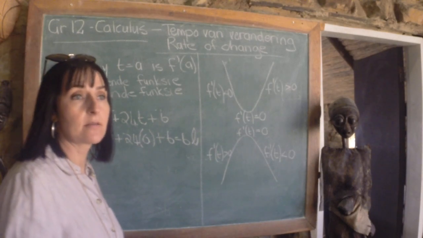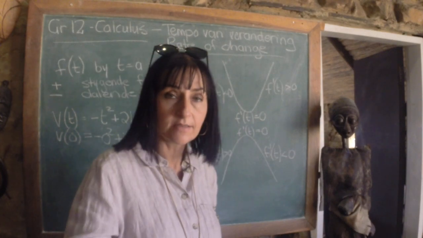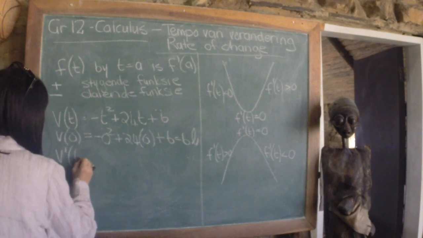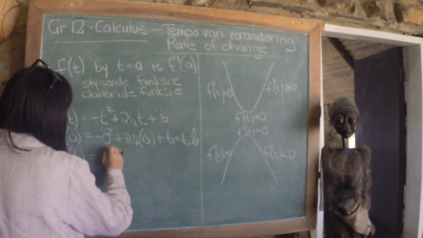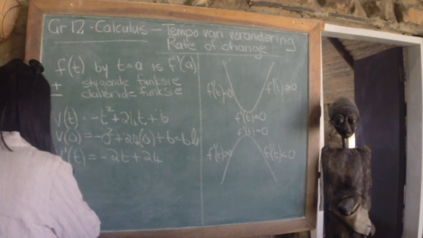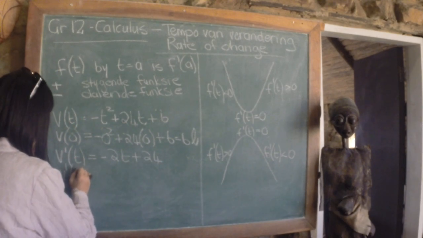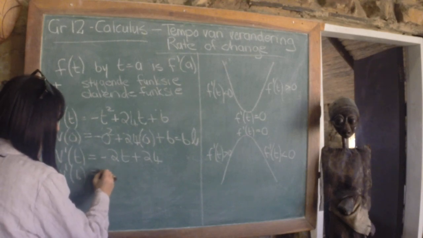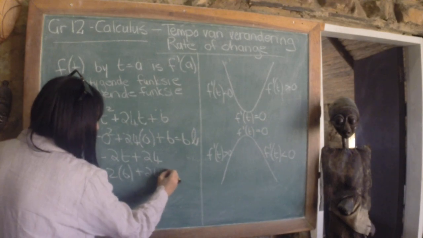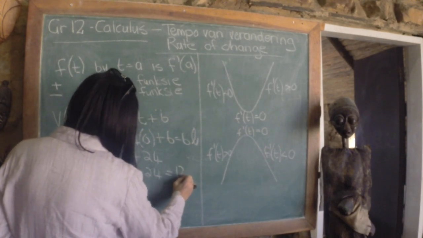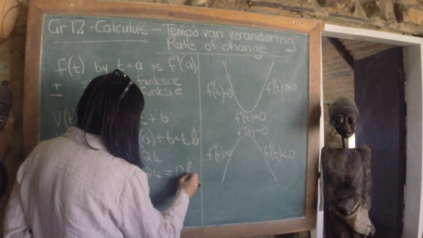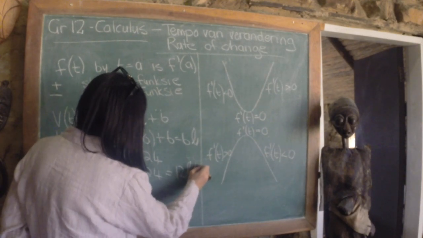So we recognize the word rate or tempo, so ons gaan dadelik die afgeleide kry. As ons die afgeleide kry, is dit minus 2t plus 24, and then you can substitute any given time after 6 hours. It's going to be the volume is increasing at 12 liters per hour.